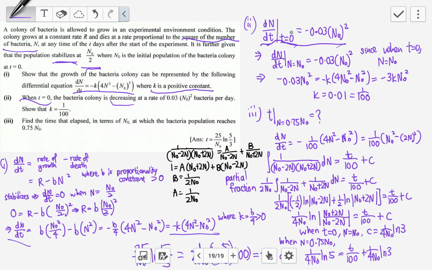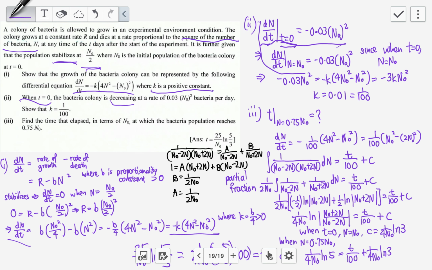Therefore, we are asked to show that k equals 1/100. So what do we do? From here we can show that when t equals 0, what is my n? Now n is just n0, because n0 is the number of bacteria initially, and initially means when t equals 0. Therefore, these two are equivalent.